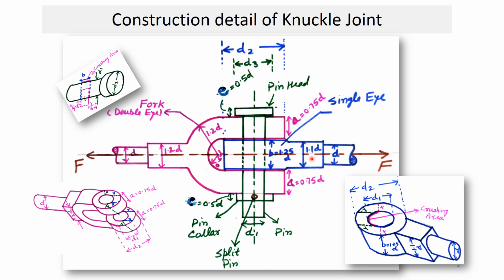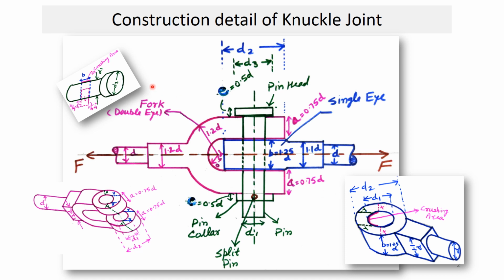If we talk about this blue part, which is the rod with single eye, this is the three-dimensional view. Here the diameter is D. Here the dimension is 1.1 D, and here the thickness of this single eye is 1.25 D. The outer diameter of this eye is D2 and the inner diameter of this eye is D1.